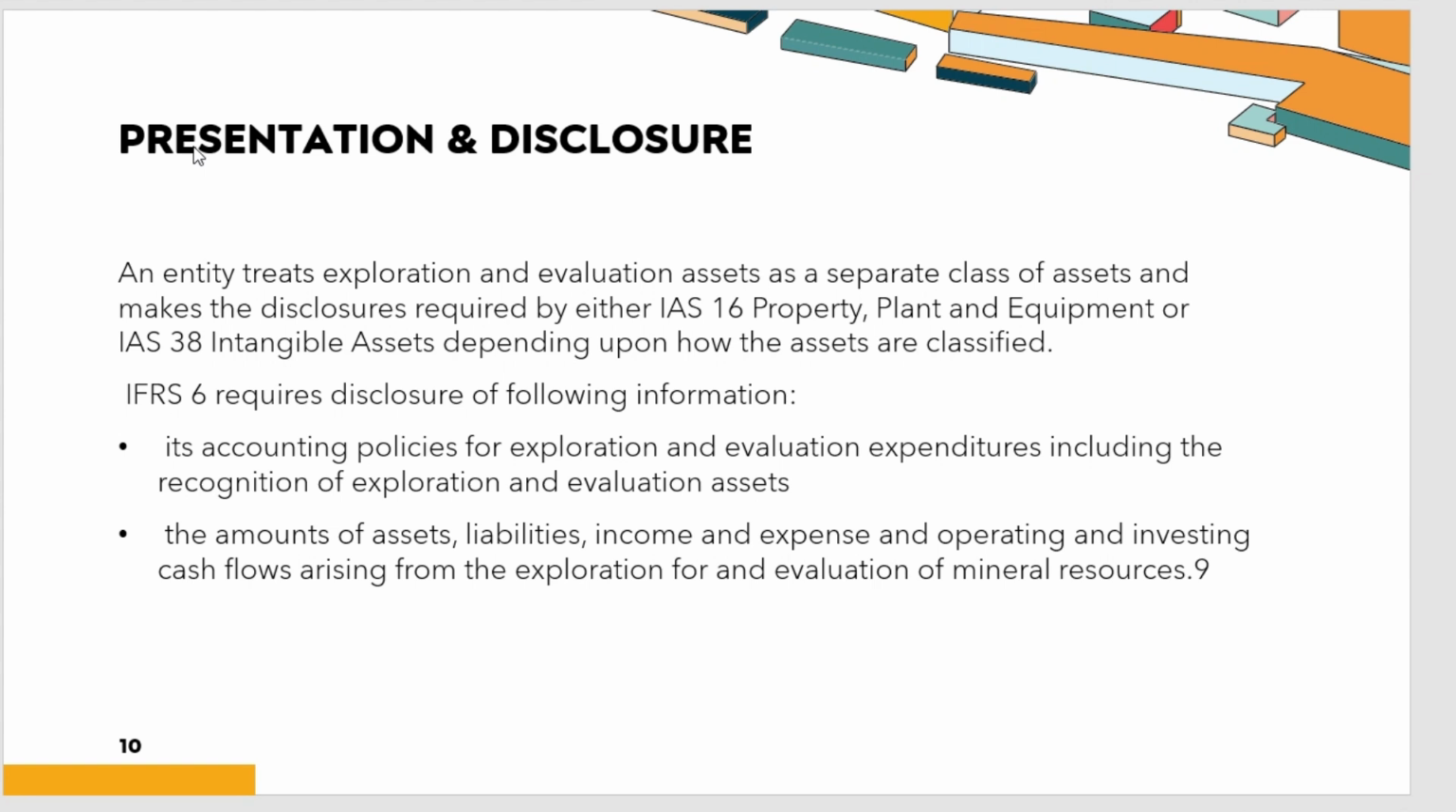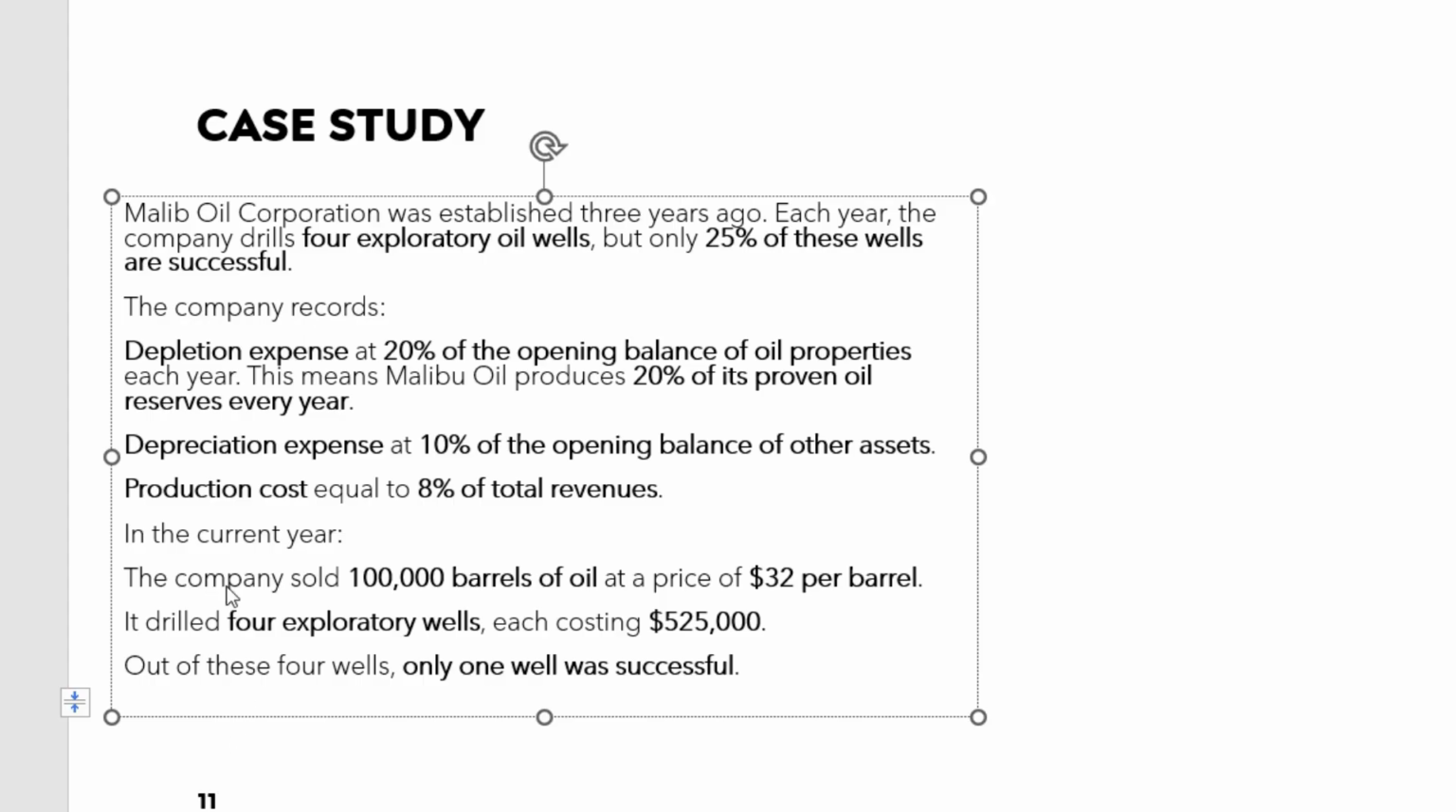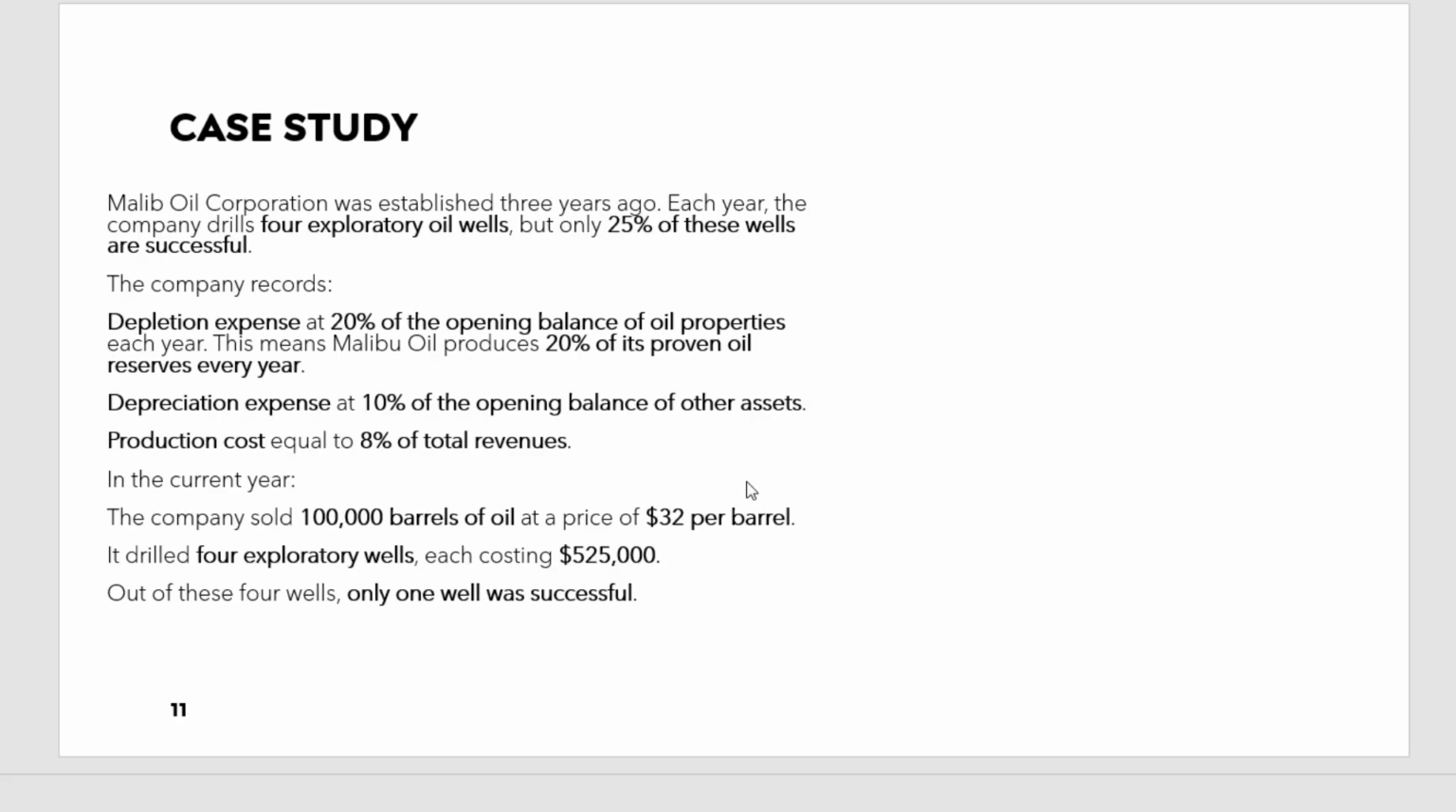Let's move forward and see one case study. Remember what is mentioned in the question. Four wells are drilled every year. Each well costs $525,000. Only one well is successful. Now the question is how we will record this in the financial statements.